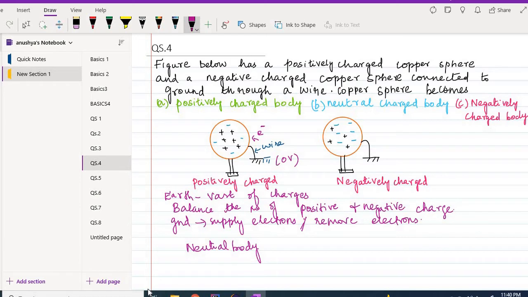Now coming to figure 2, it is a negatively charged object, so it has excess electrons. Through this ground wire, the excess electrons will be removed and there will be equal amounts of positive charges and negative charges. So when there are equal amounts of positive and negative charges, it becomes a neutral body. Okay, so the option is B.